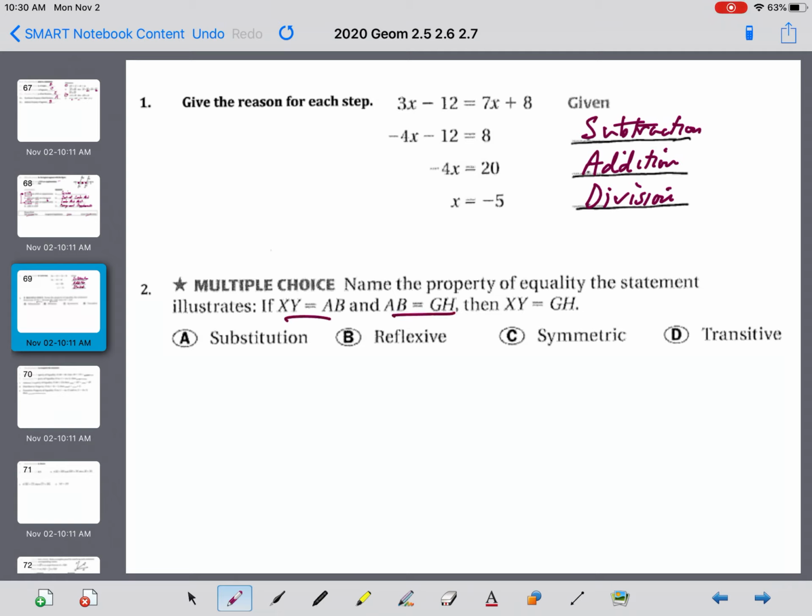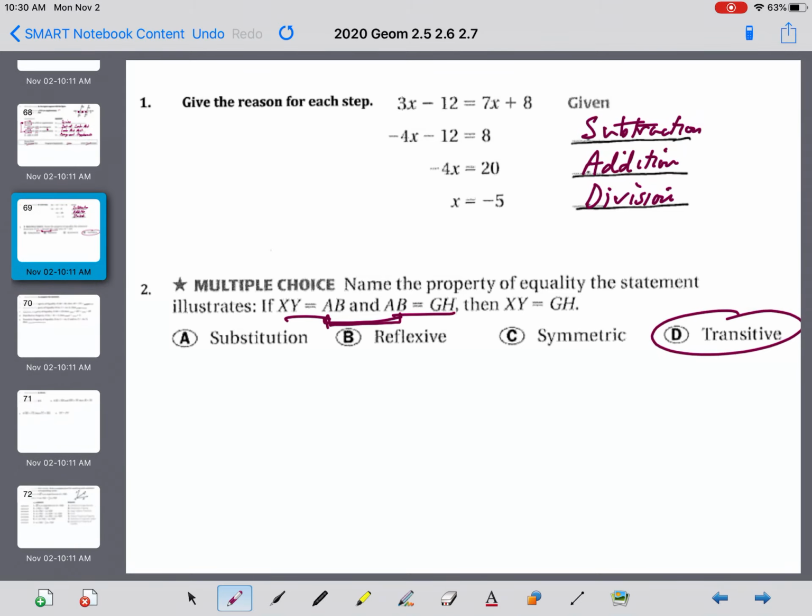xy is equal to ab is equal to gh. Here's the link. AB is the link. Transitive. Go with transitive on that one. All right, sticking with it here.